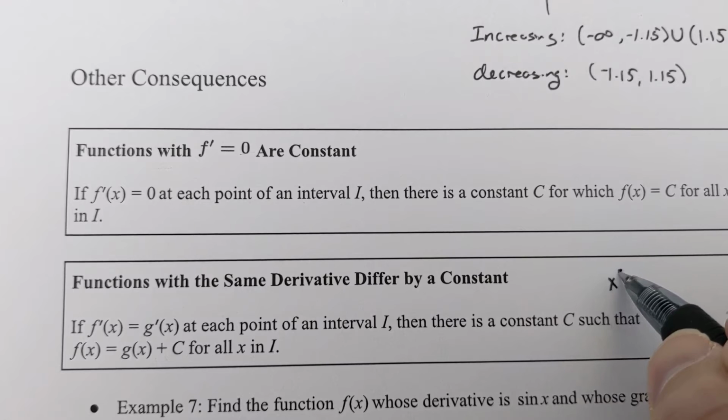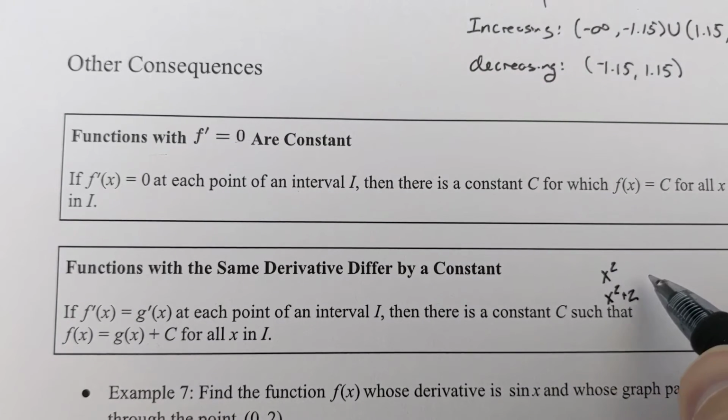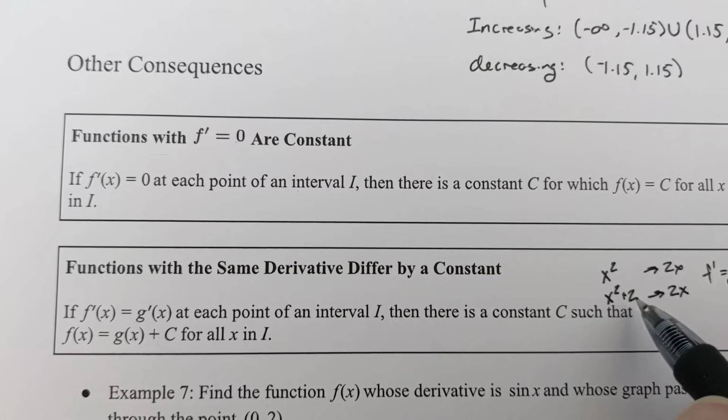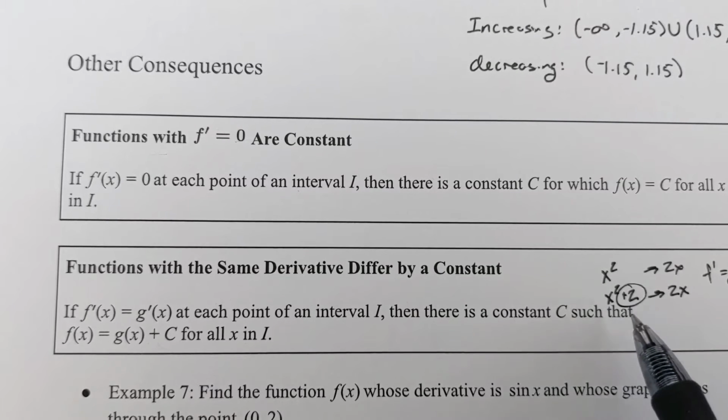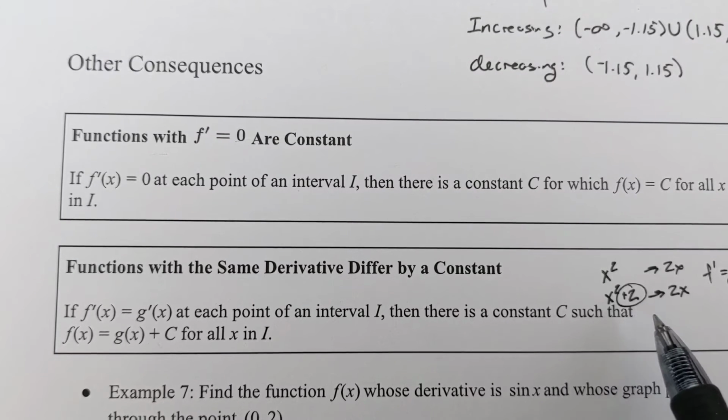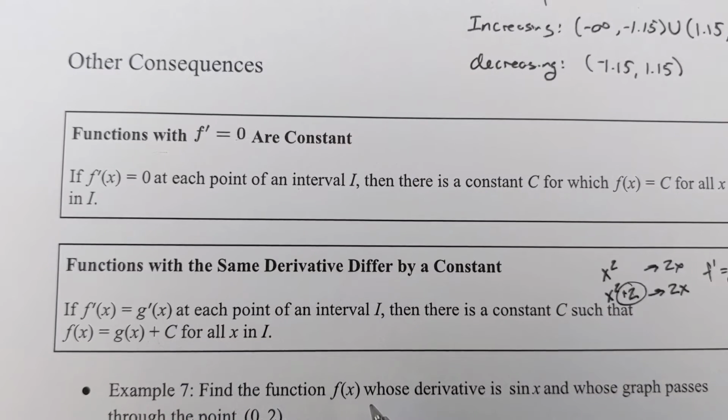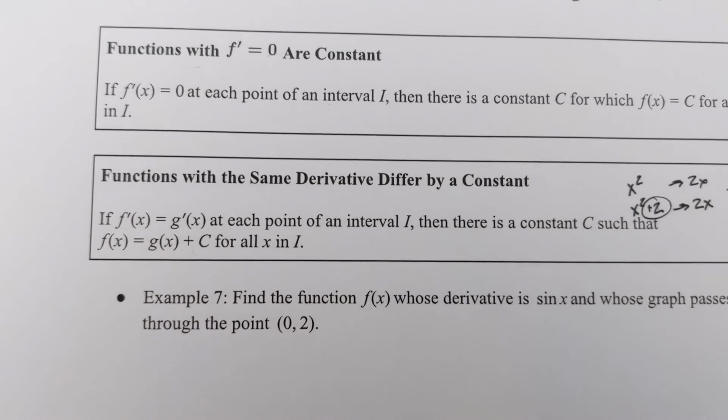For example, x squared and x squared plus 2 both have the same derivative. The derivative of this is 2x, the derivative of this is 2x. So f prime is equal to g prime, and they differ by some constant. But there's an infinite number of these. I could put 3 or 4 or 5 or negative 2 or negative 3 or negative 4. So this c value depends on some given value that it goes through.